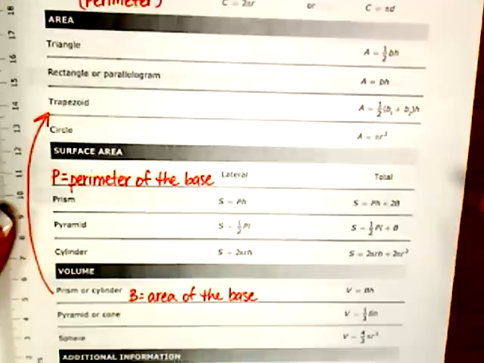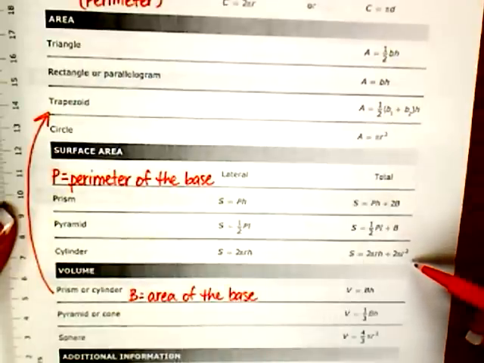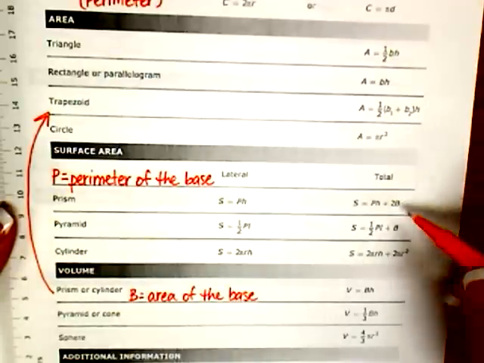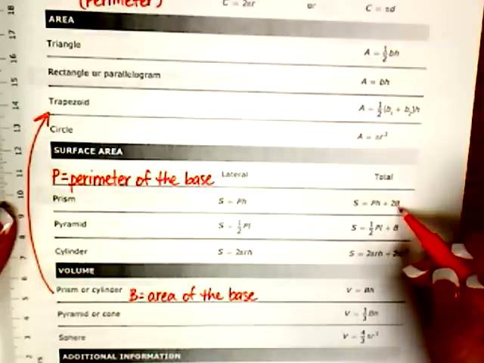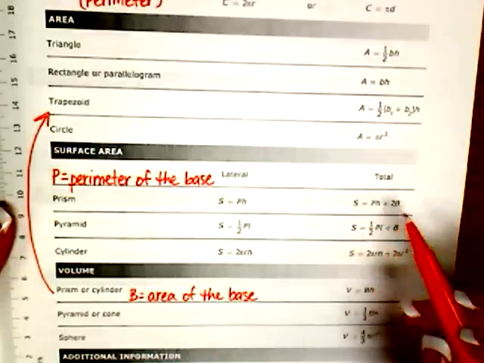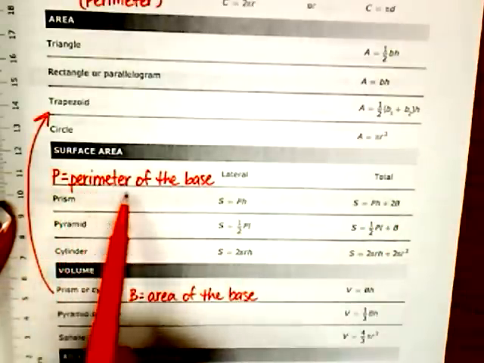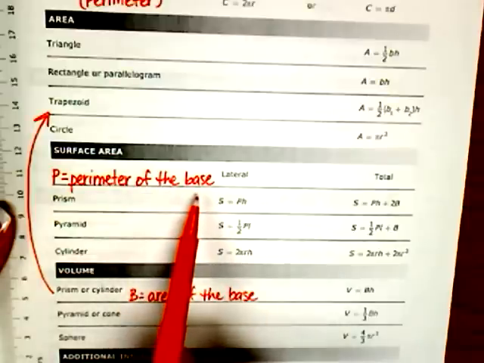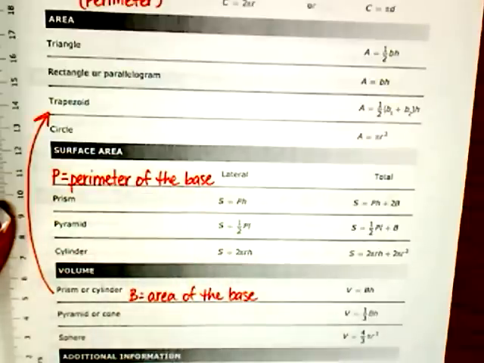We also need to look at our surface area section, and you'll notice that not only do we have the big B here, but we also have a big P, a capital P. And the big P represents perimeter of the base. So if you would please write those things in for me, that would be great.